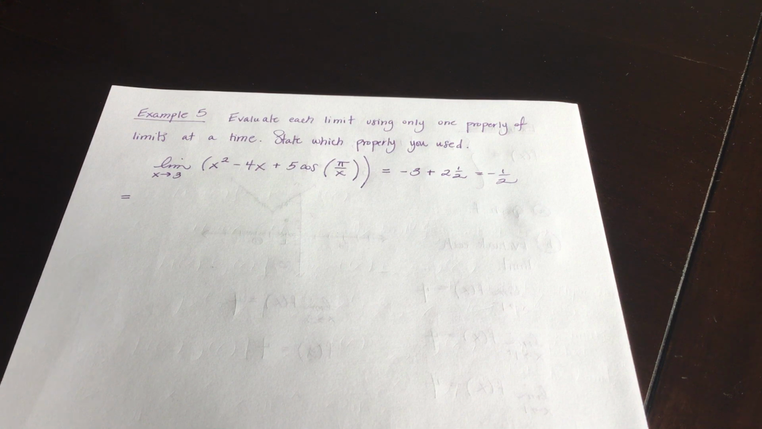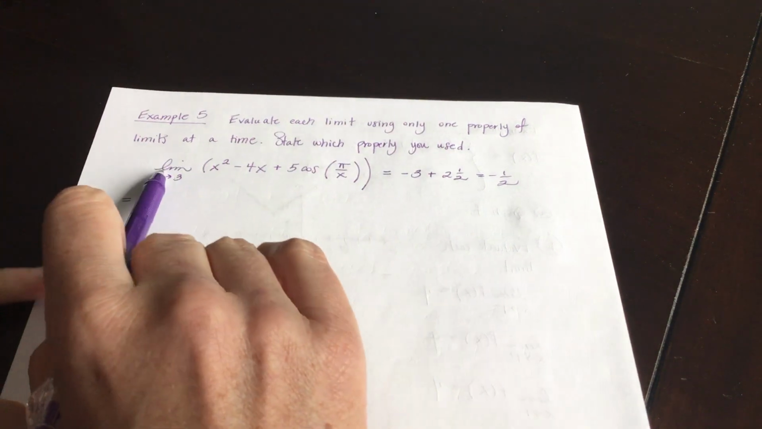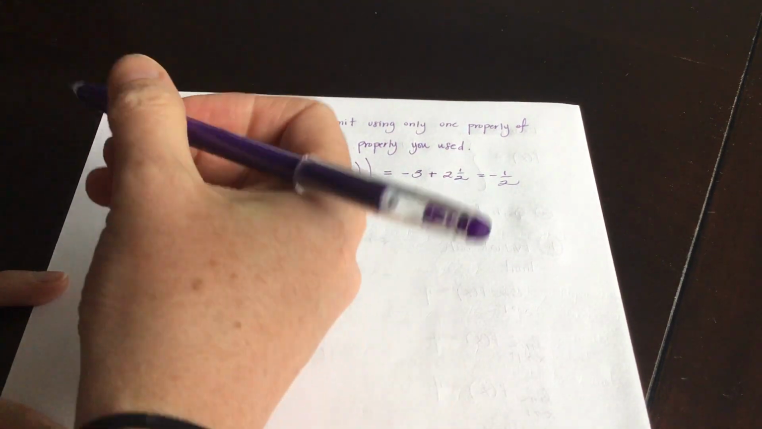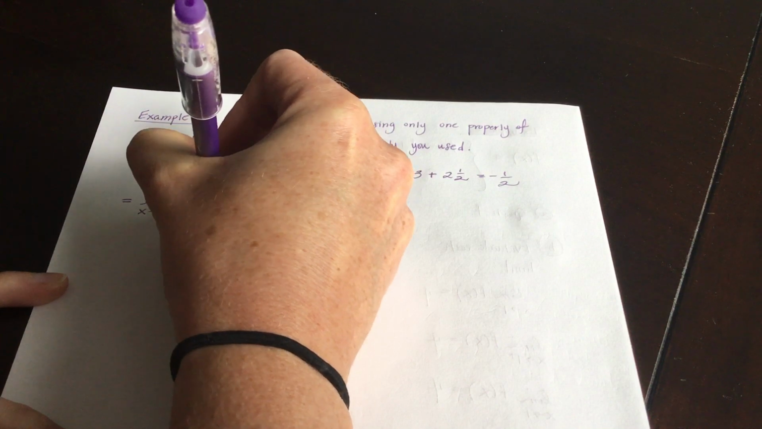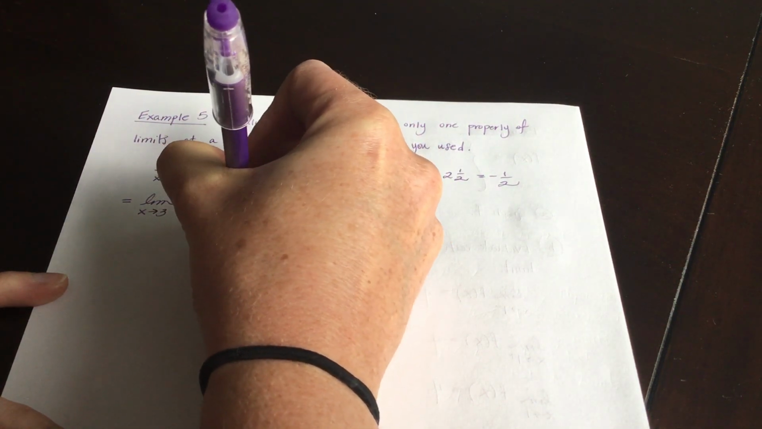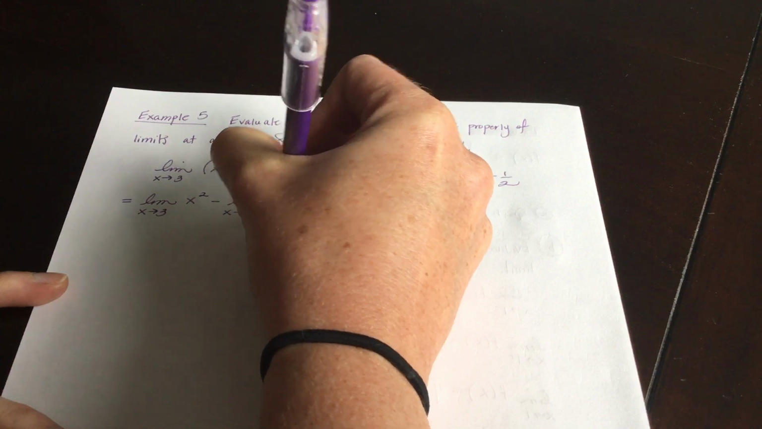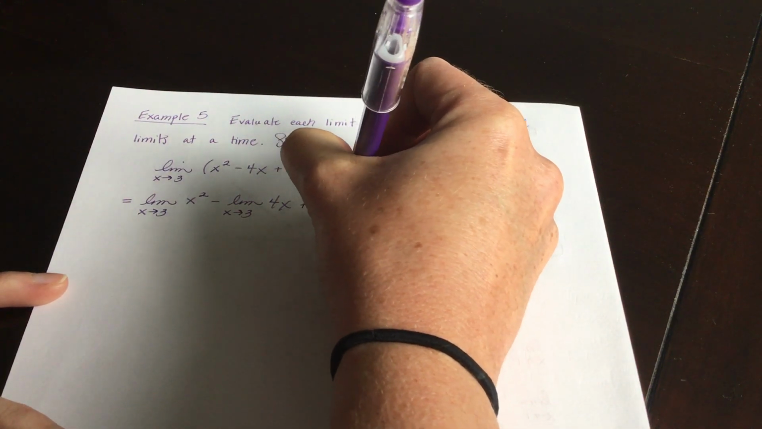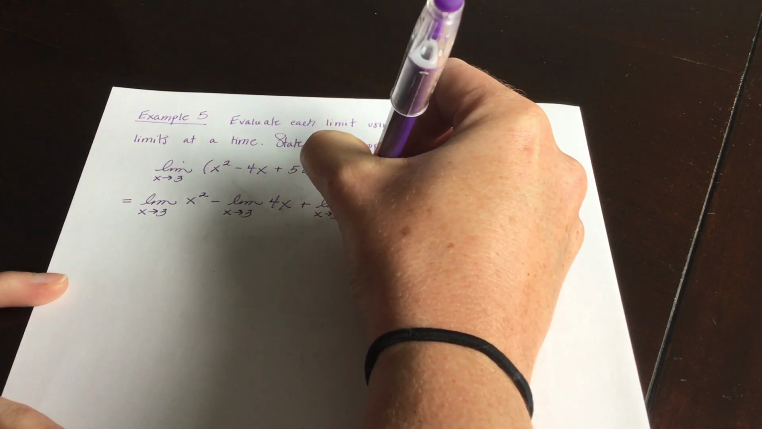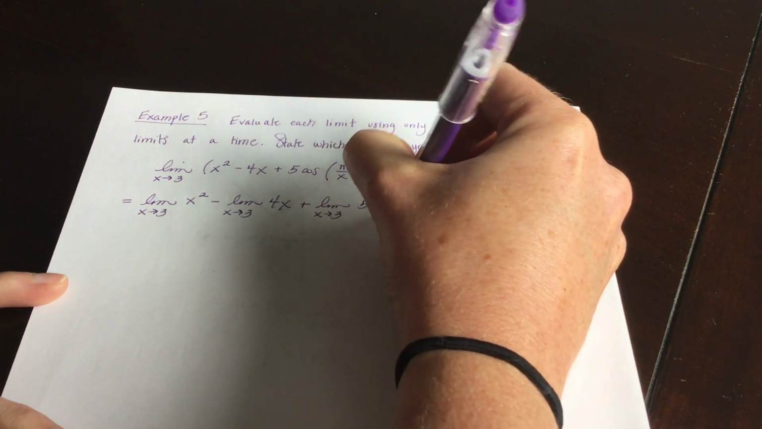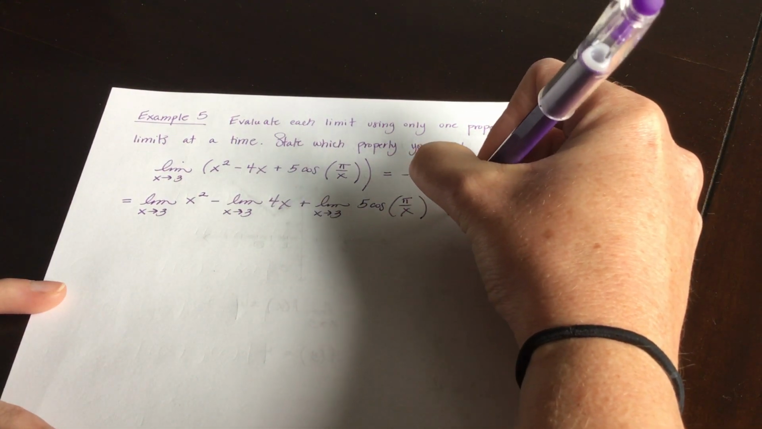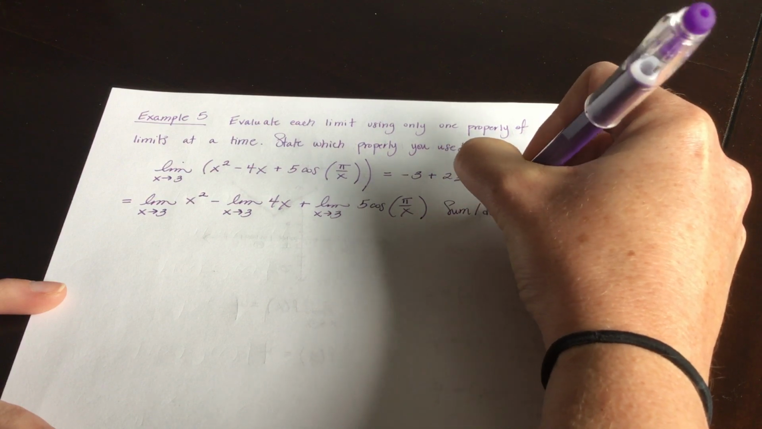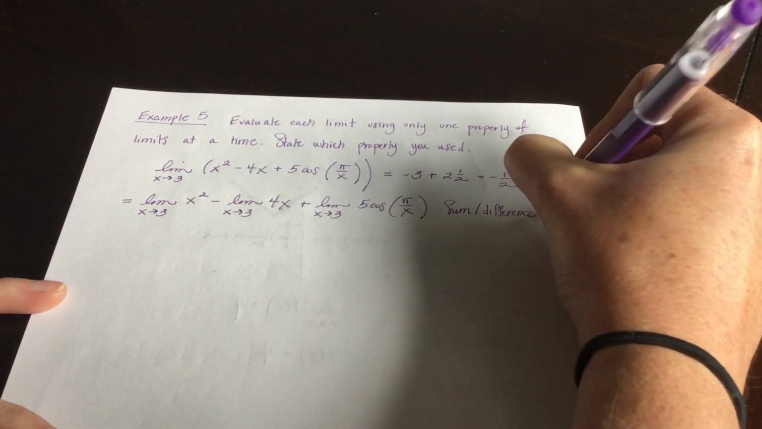So, okay, which property would make sense to apply first? I would distribute the limit over the addition and subtraction. So I'd rewrite it as the limit as x approaches 3 of x squared minus the limit as x approaches 3 of 4x plus the limit as x approaches 3 of 5 times cosine of pi over x. And what property did I just use? I just used the sum difference property.